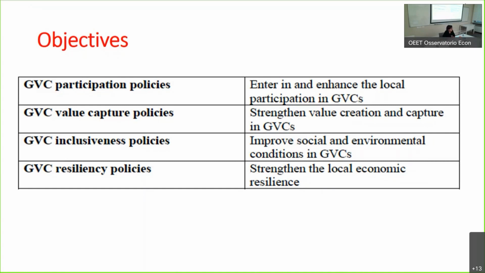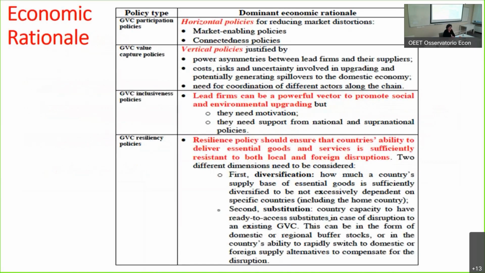And for these four different types of GVC-oriented policies, we have tried to find in the literature and to explain the economic rationales behind them. So starting from GVC participation policies, these types of policies are mainly horizontal policies, aiming to reduce market distortions, and mainly we can think about policies aimed at market enabling, so improving the business environment basically, and policies to improve connection, which could be both a physical or a digital connection.